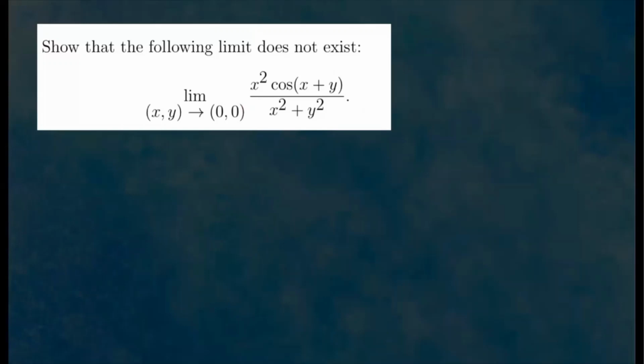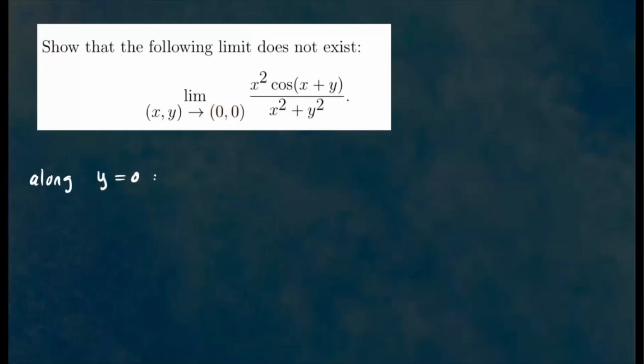We're going to use the two-path test for a limit to show that if you take the limit along one path and then take the limit along another path, you get two different values. That means the limit does not exist. So we're going to choose two paths. Let's take a look at the path y equals 0, because this line passes through the point (0, 0), so it's a good path that we can test.